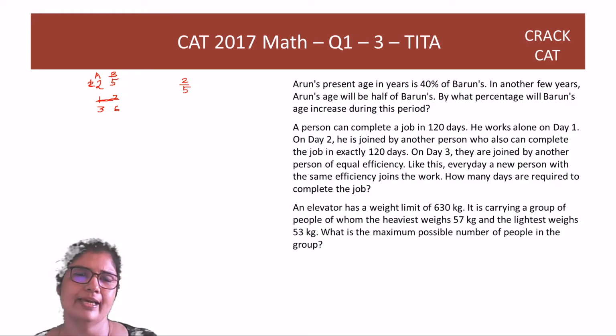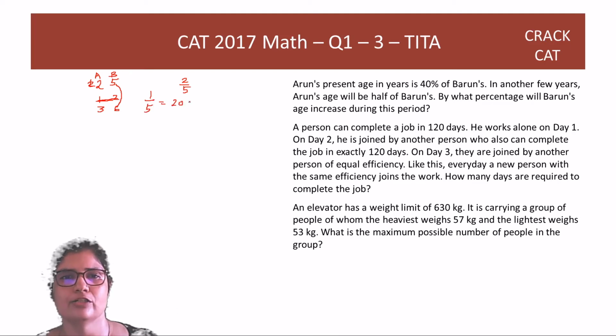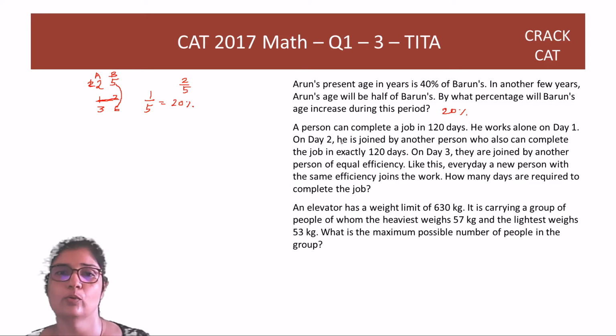So the difference in the age is 3, which makes sense, right? If Barun has now changed from 5 to 6, that's a change of 1 over 5, which is a 20% change. So his age has increased by 20%. These are all TITA answers, so you'll have to put 20 in the box. They don't have options, guys, right?